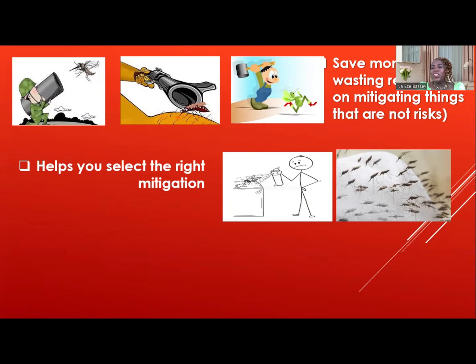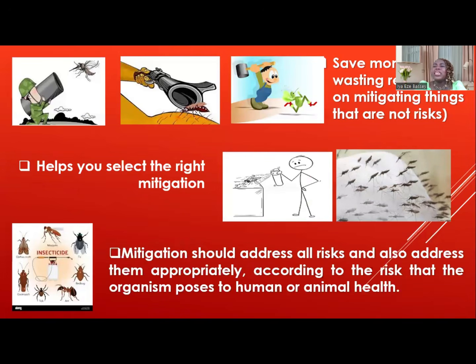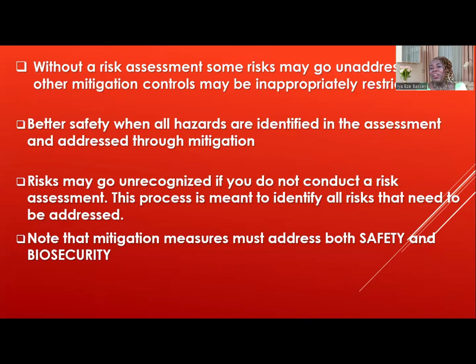And not just the right mitigation, you don't want to just take care of one type of risk. You want to take care of all the risks and address each of those risks appropriately according to the risks that the organism poses to human or animal health. So that is why it is necessary to do a risk assessment. Also, if you don't do a risk assessment, some of the risks may go unaddressed, while other mitigation controls may be inappropriately restrictive. And you have better safety when all the hazards are identified in the assessment and addressed through mitigation. You have more impact, more efficiency, more control.